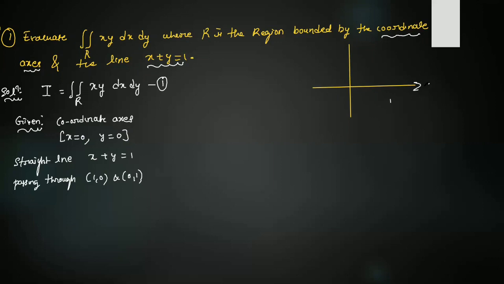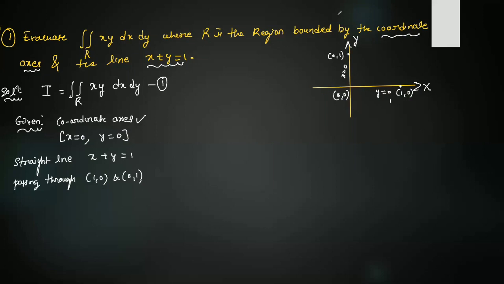So this is the x-axis, this is the y-axis. The coordinate axes are y is equal to 0 and x is equal to 0. And the origin is 0, 0. This is done, we have drawn it already. The straight line passes through 1, 0 and 0, 1. Take the point here: this is 1, 0 and this is 0, 1.